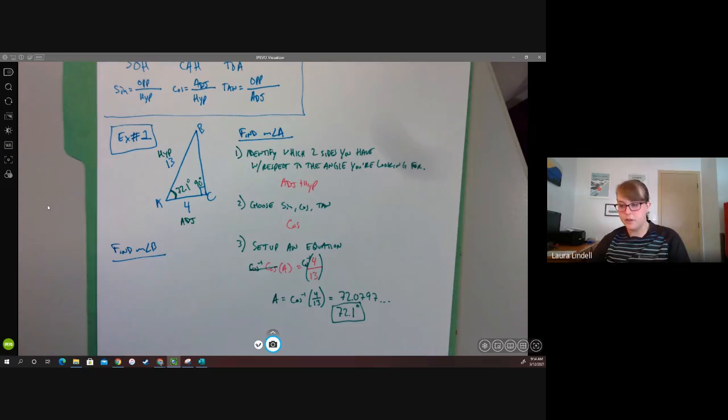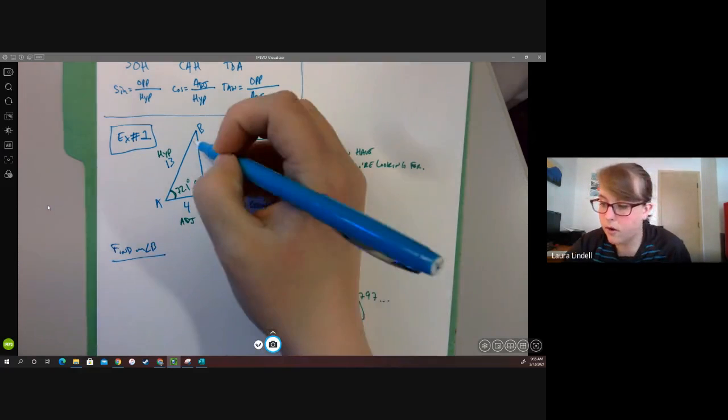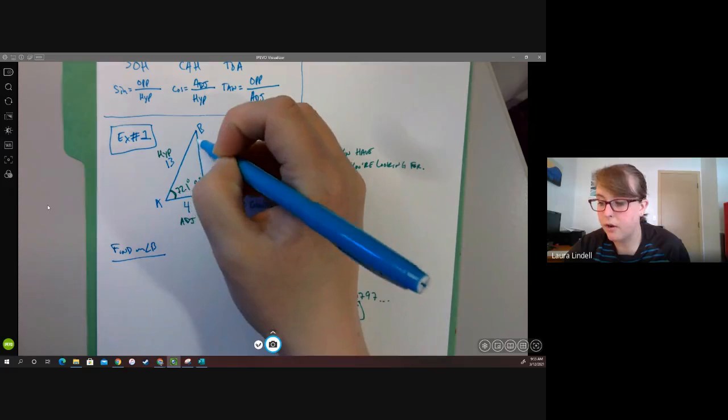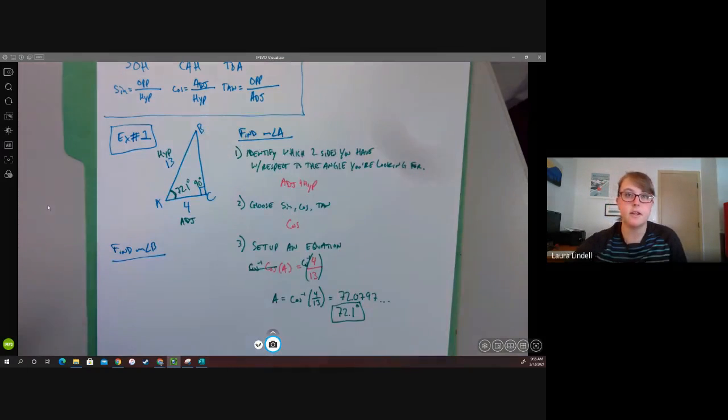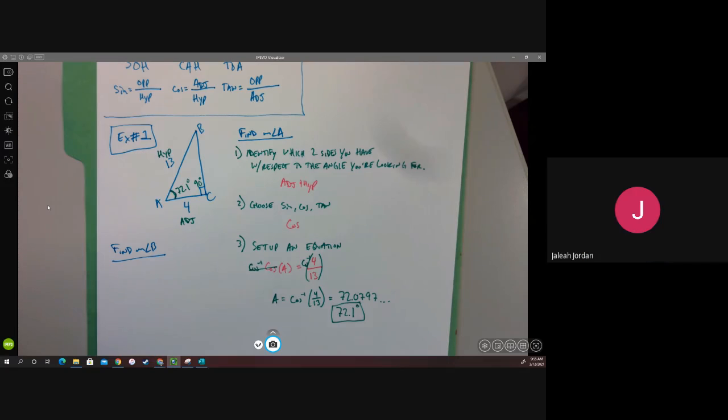Okay, sure. You could do it this way as well. You could go from angle B's perspective and now go 4 is opposite and 13 is hypotenuse and do inverse sine of 4 over 13. That would work. That is definitely one way you could do it. There is an easier way. Does anyone see it? Subtract by 180.